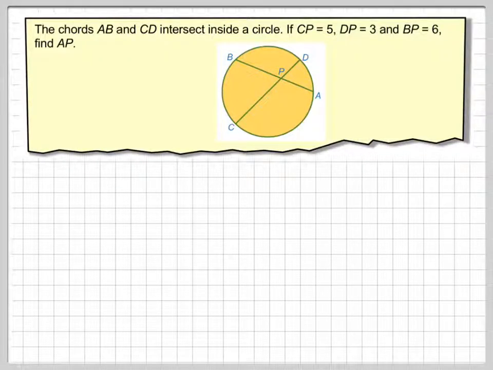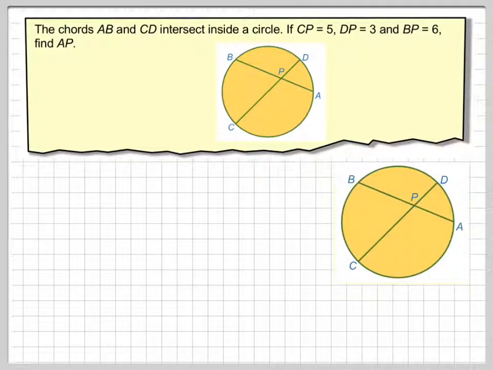Right, in this video we're going to look at intersecting chords, and chords that intersect inside the circle. So we've got chords AB and CD intersecting inside the circle. CP is 5, DP is 3, BP is 6, find AP.